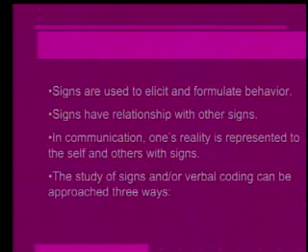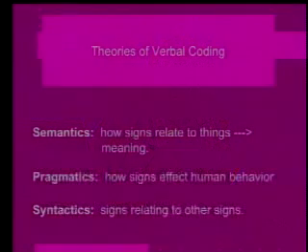The study of signs and/or verbal and nonverbal coding. Let's do that one again. The study of signs and/or verbal coding can be approached in three different ways: semantics, pragmatics, and syntactics. And you can get a PhD in any of these areas if you're interested. Semantics looks at how signs relate to meaning, what words mean.